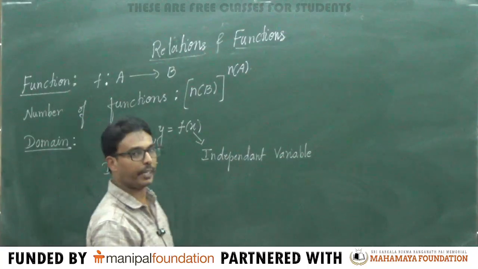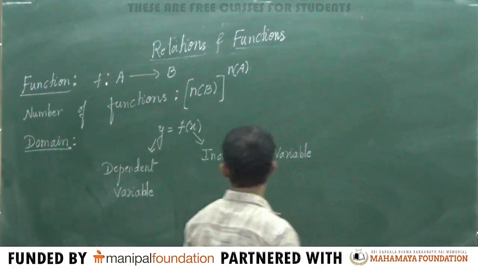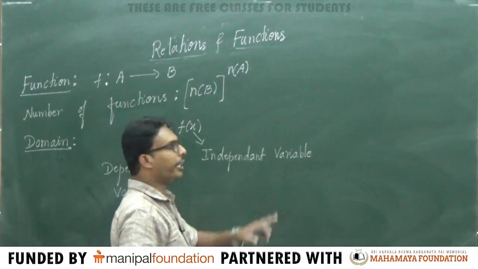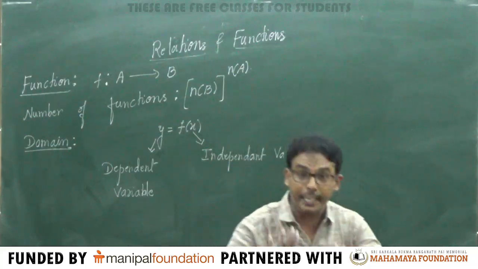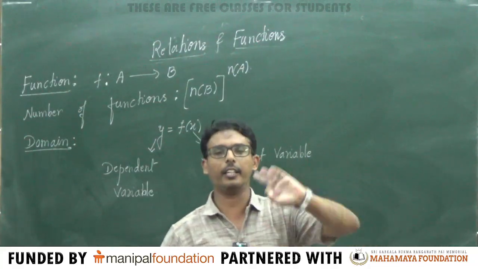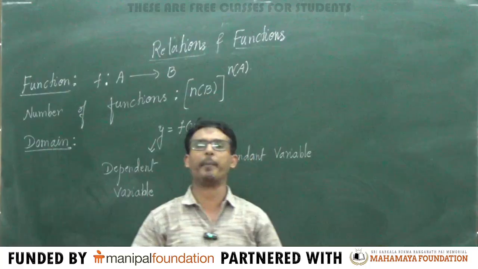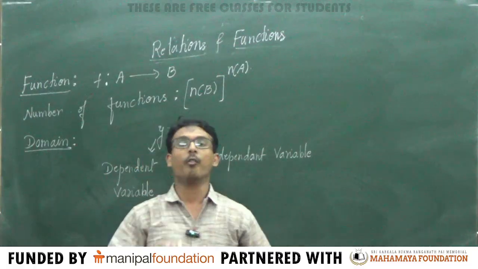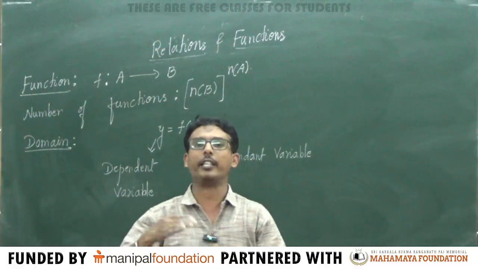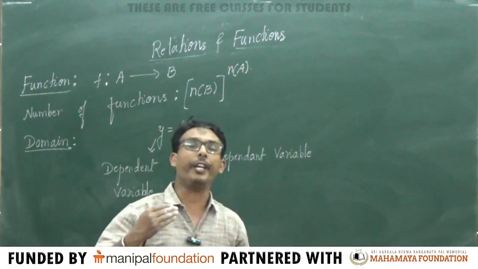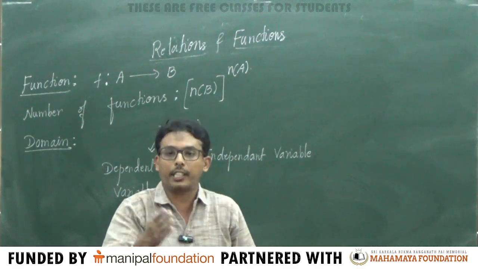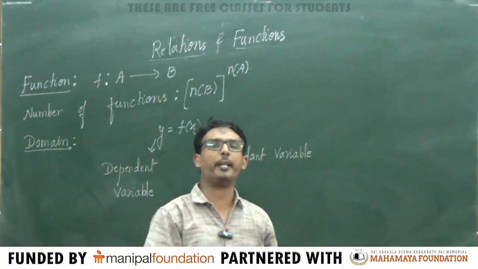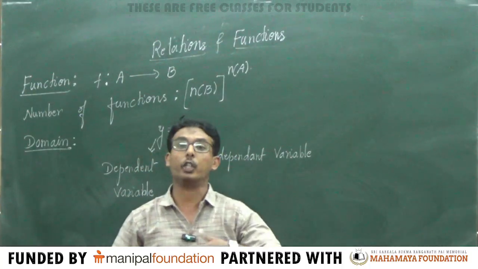And domain means for what values of an independent variable the function is defined. All that collection of values of an independent variable is called the domain of a function. For what values of the independent variable the function gets defined, all those values are called the domain.